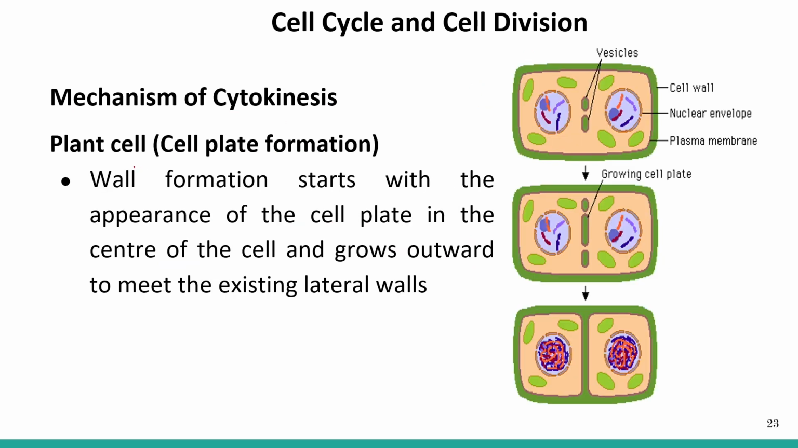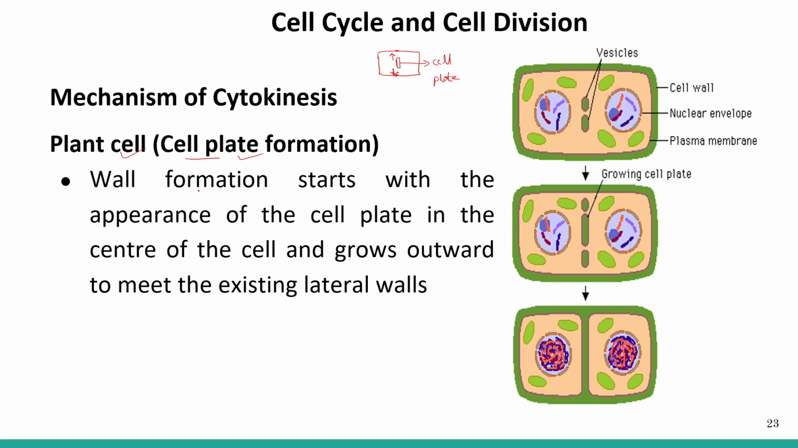But in plant cell, what happens? Okay, in plant cell, a cell plate is formed in the center. Okay, if this is a plant cell, a cell plate is formed in the center. In animals, the furrow was formed in the plasma membrane, and there was a growth inwards. Now, in plant cell, what happens? A cell plate is formed in the center, and the cell plate now moves outwards, okay, towards the lateral walls. So in plants, this mechanism is known as cell plate formation, okay.